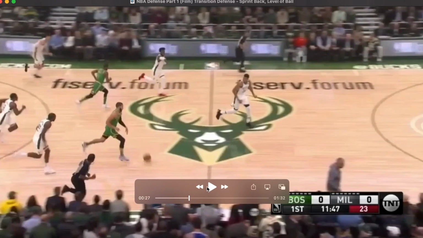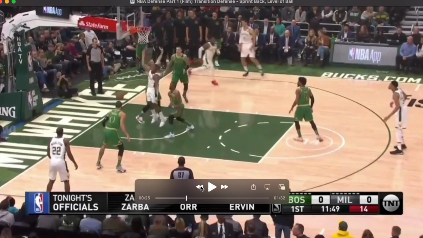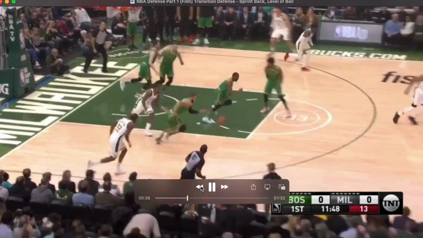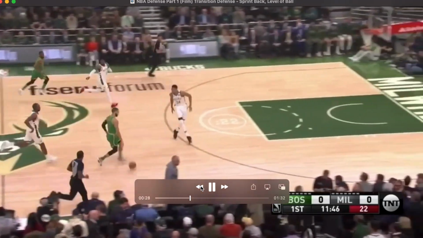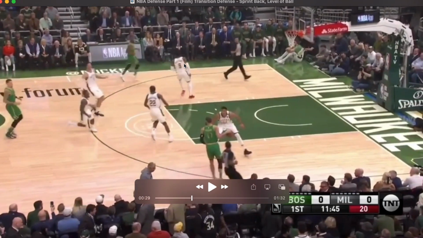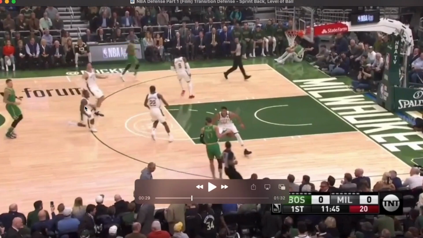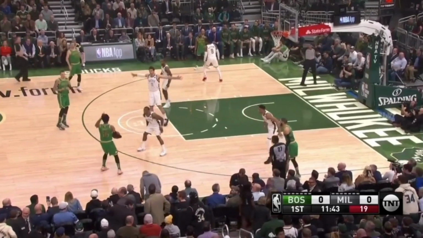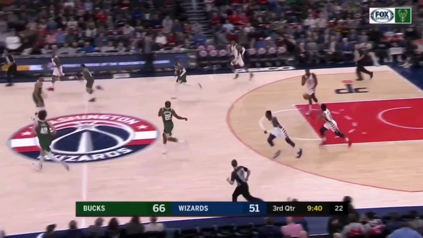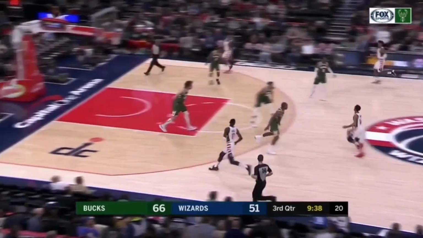Watch how everybody sprints right here. It's so important for a transition defense to sprint back and get to the level of the ball. Giannis takes the ball. You can see Wesley Matthews right here is pointing. He's got here. Everybody else is communicating. Just great job of sprinting back.